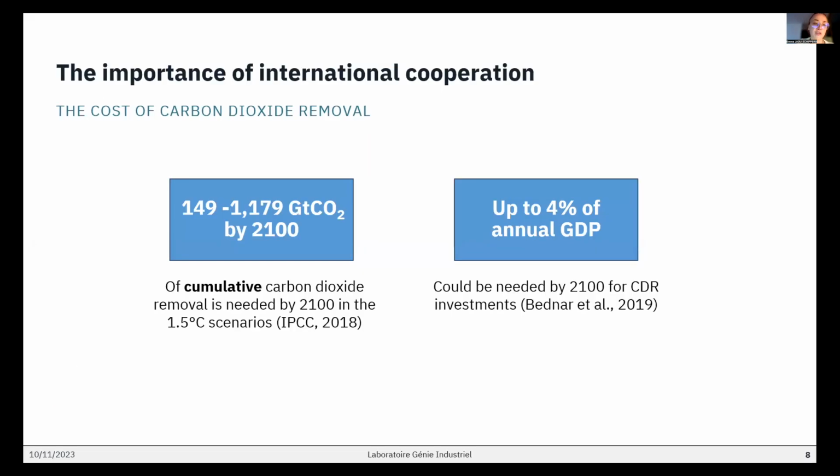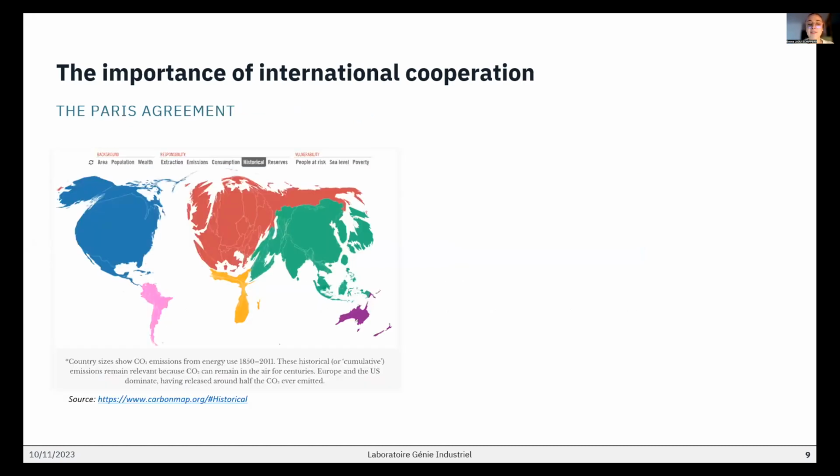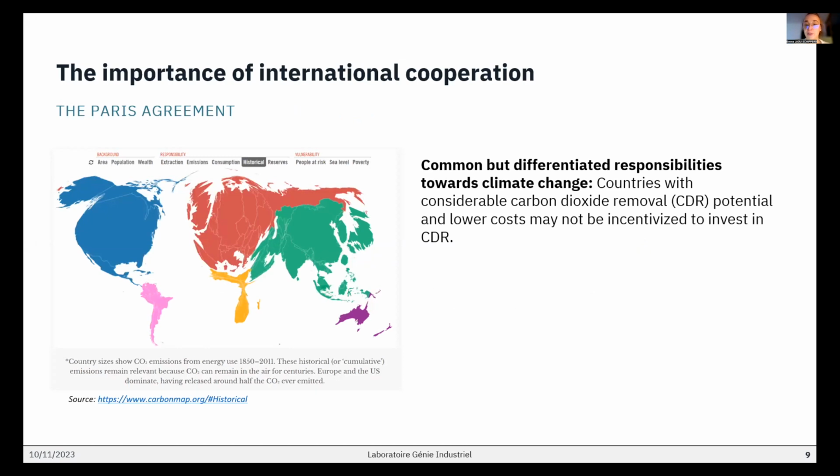So first of all, if we go to the levels of CO2 deployment that are projected, the cost of carbon dioxide removal could reach very high levels. Some estimations have assumed that CDR investment would represent up to 4% of annual GDP by 2100. So reducing the cost of CDR will be essential here. In addition, countries have common but differentiated responsibilities towards climate change, which means that countries with considerable carbon dioxide removal potential, and therefore lower cost, may not be incentivized to invest in CDR.